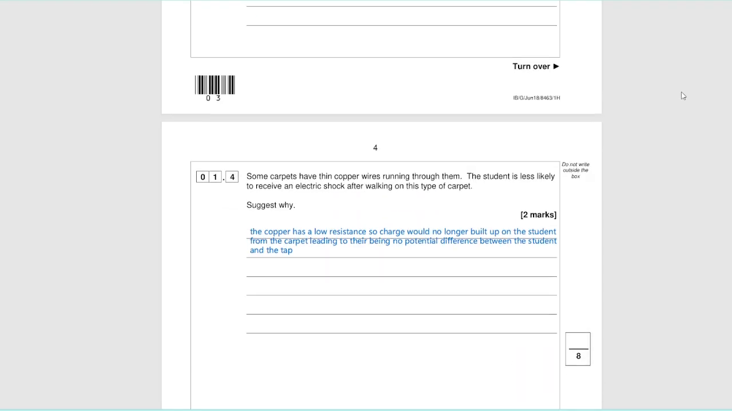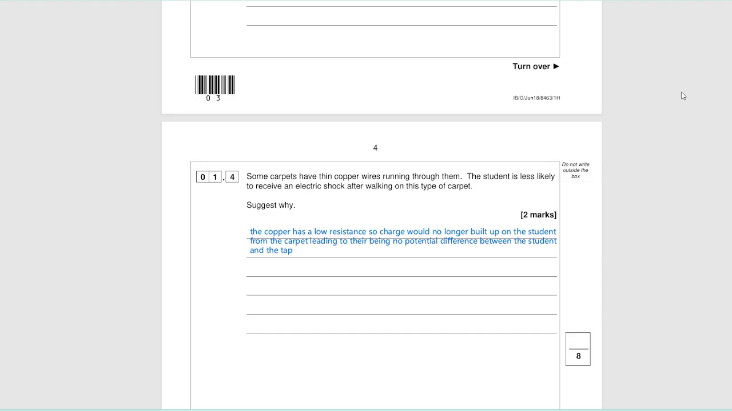And then we're told some carpets have thin copper wires running through them. The student is less likely to receive an electric shock after walking on this type of carpet, and we're asked to suggest why. This is due to the copper having a low resistance, so charge would no longer build up on the student from the carpet, leading to there being no potential difference between the student and the tap.